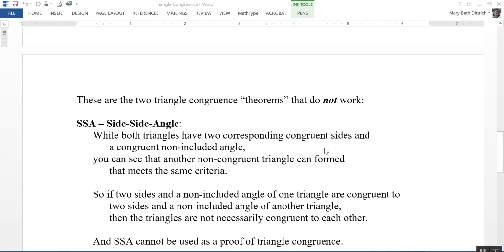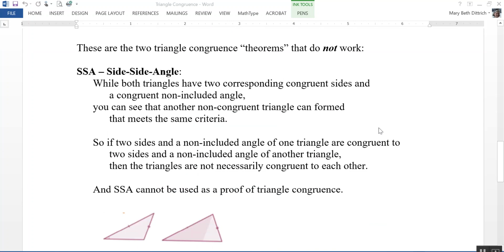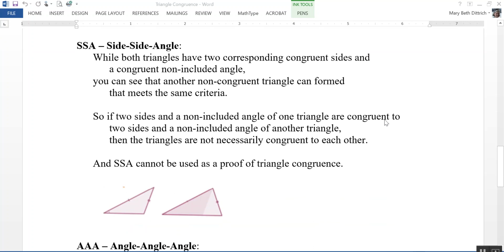Then there are two triangle congruence theorems, in quotes, that do not work. One of them is side, side, angle. And here's a picture of it. While both of these triangles have two corresponding congruent sides, and you can see those marked, and a congruent non-included angle, so here's your angle and there's your side, side, angle, you can see that another non-congruent triangle can be formed that meets the same criteria. In other words, this side here could be the same length, but it could be swung out to create more of a wider or more of an obtuse angle.